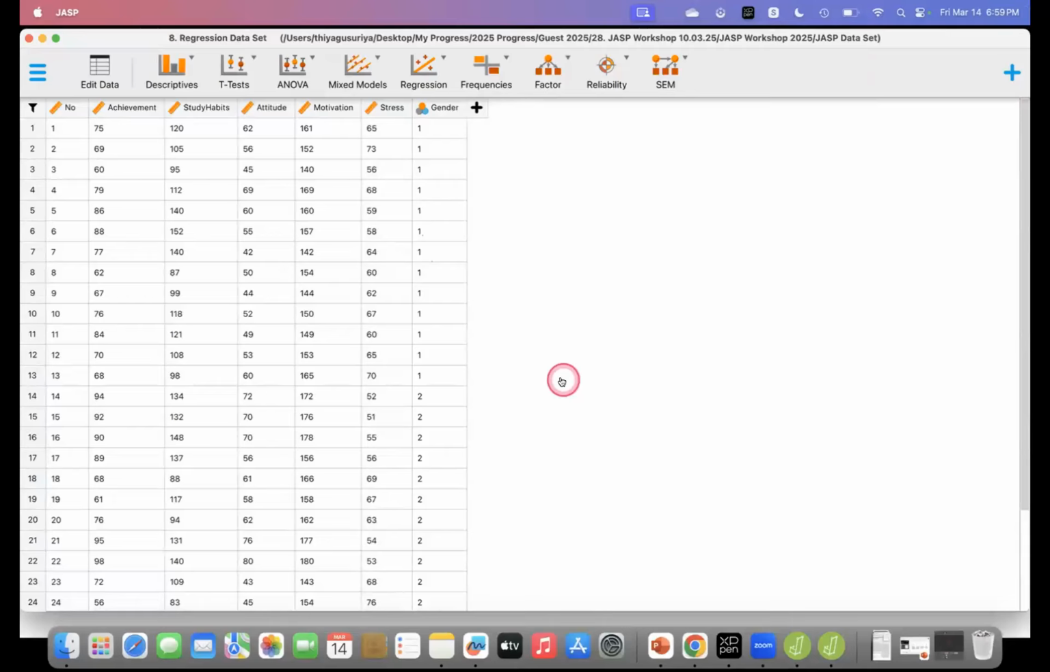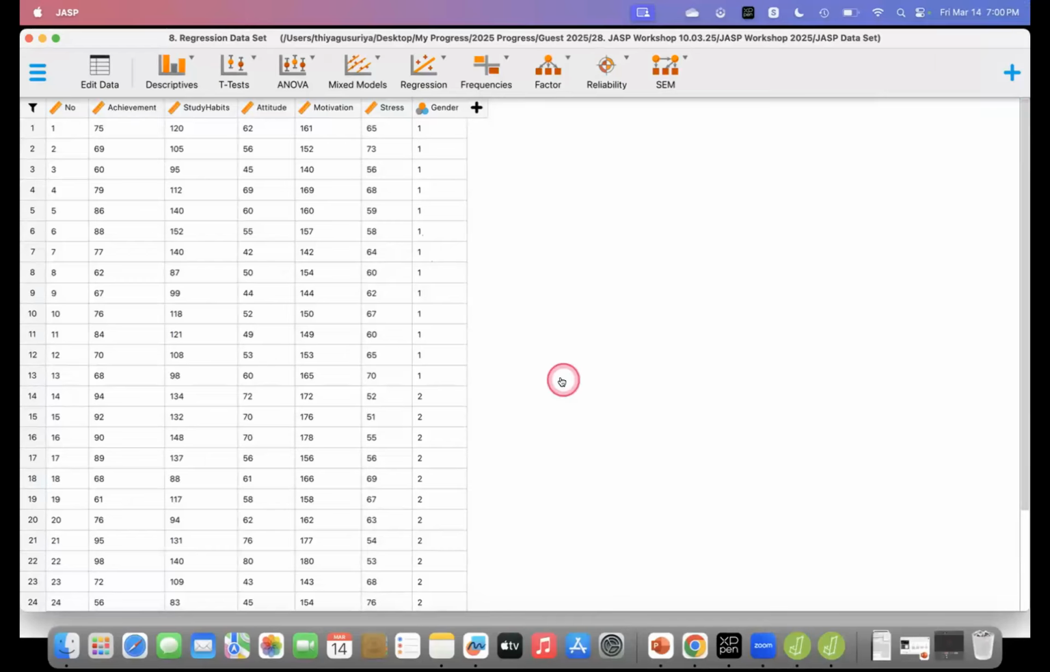Achievement is the dependent variable, of course. Study habits, attitude, motivation, and stress are the independent variables. Therefore, the number of dependent variables is 1, and the number of independent variables is 4, right? So for this case, which regression is possible?